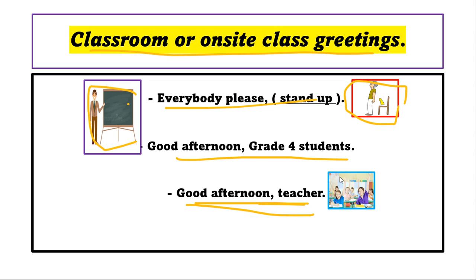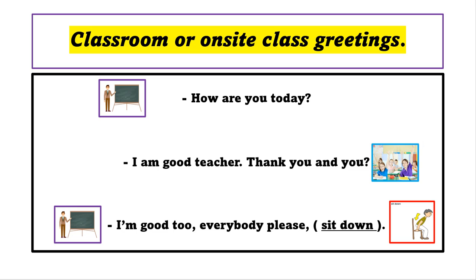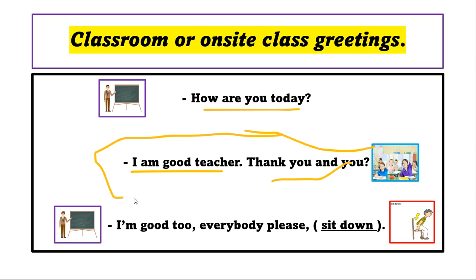Okay, so this one here, this is you. Good afternoon, grade 4 students. Okay, so good afternoon, teacher. Okay, so here, how are you today? I am good, teacher. Thank you. And you? So this is how you respond here. So I am good, teacher. Thank you. And you? So teacher Happy will respond, I'm good too.